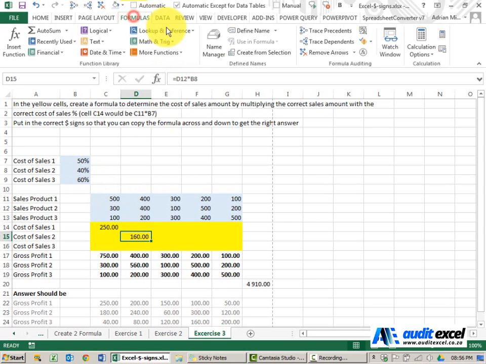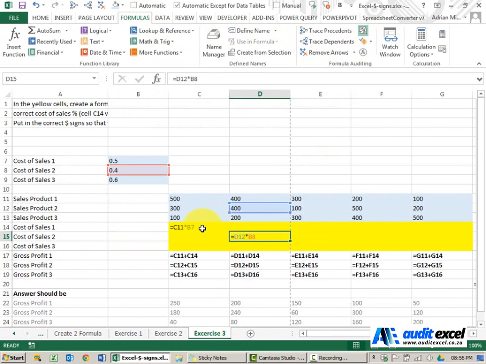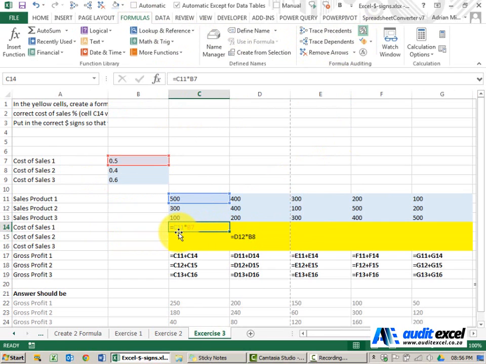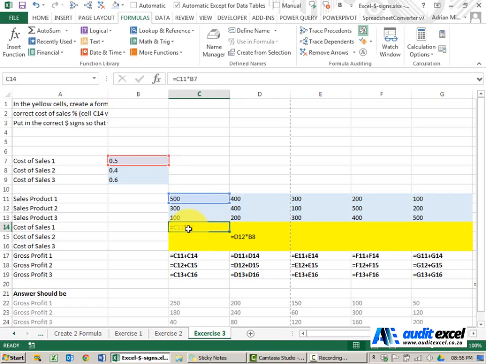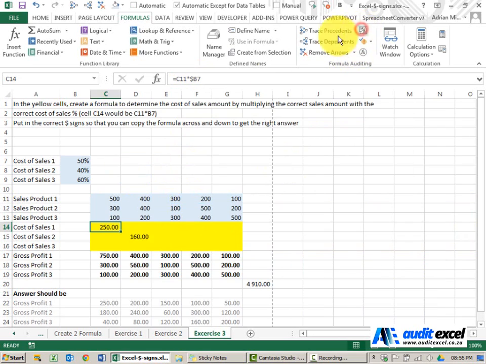I'm going to go to formulas and show my formulas. We can see that the first reference is cell C. Over here it's D, so they're not staying the same. There's an 11 and a 12 not staying the same. The second reference multiplied by B7. The B is common, which means that can have a dollar sign. The 7 and the 8 are different, so we're going to leave it like that. Let's switch back here. Copy.